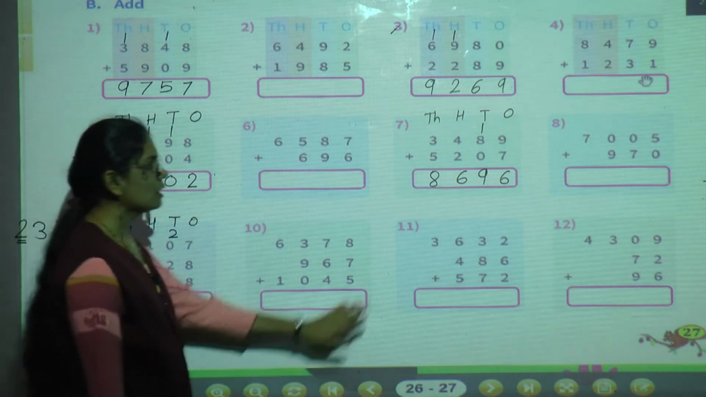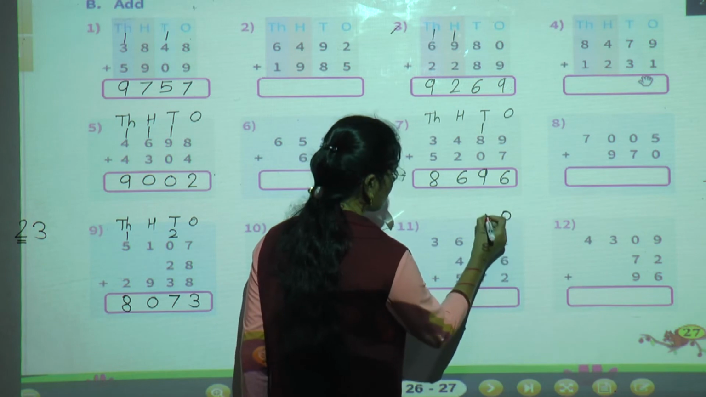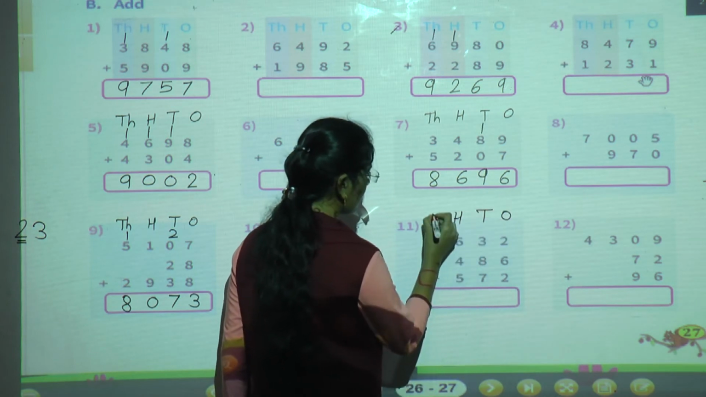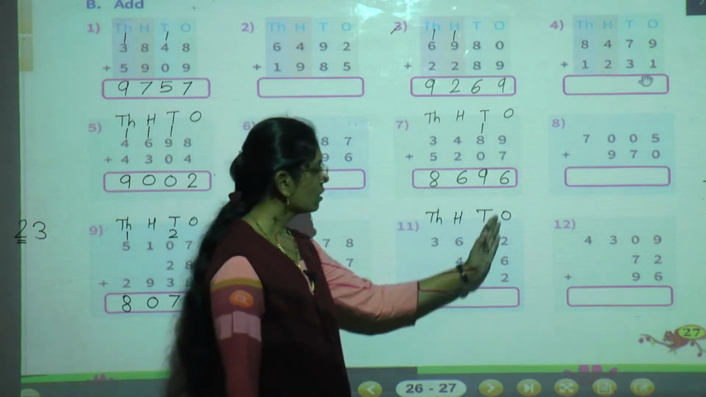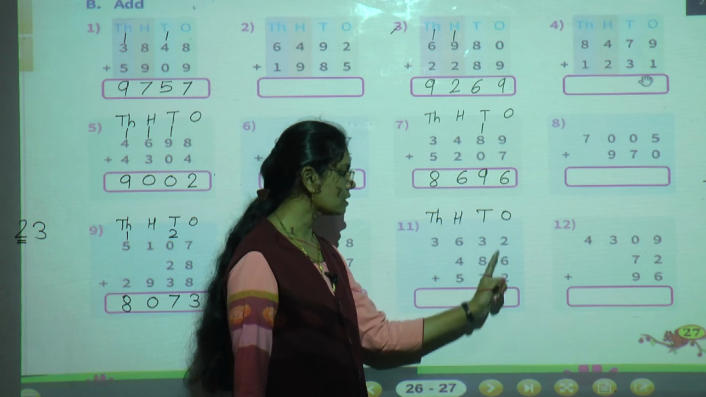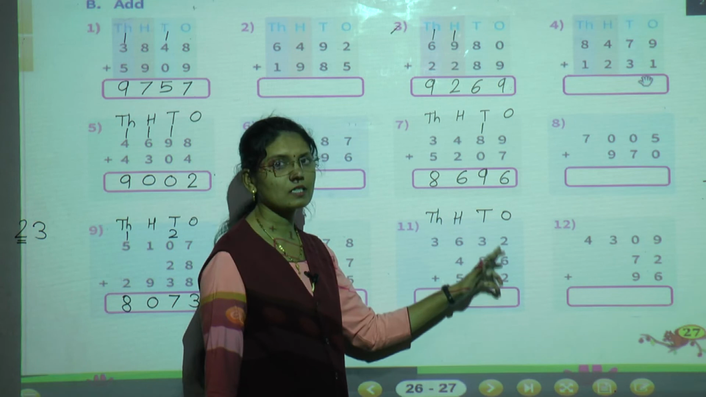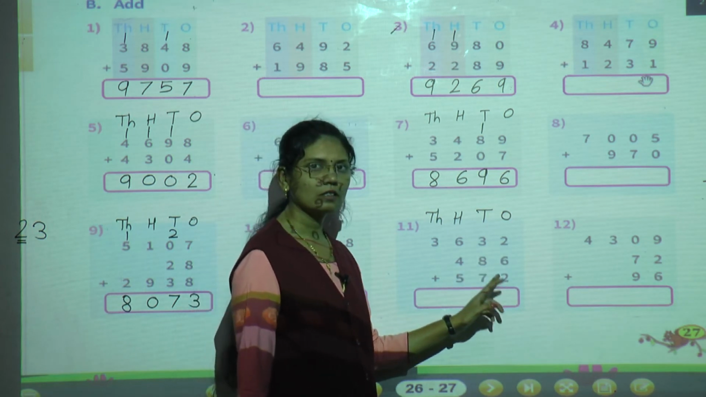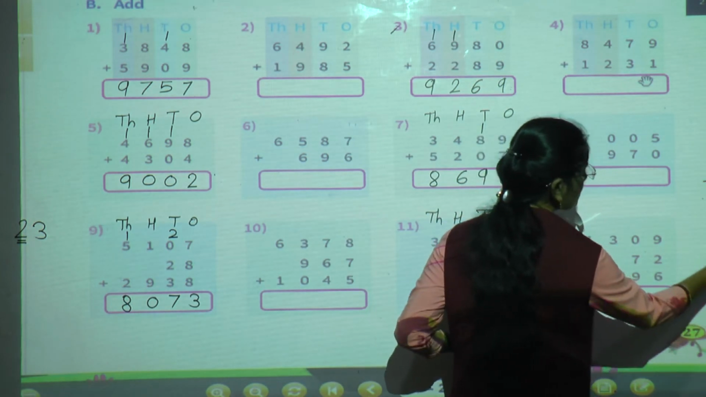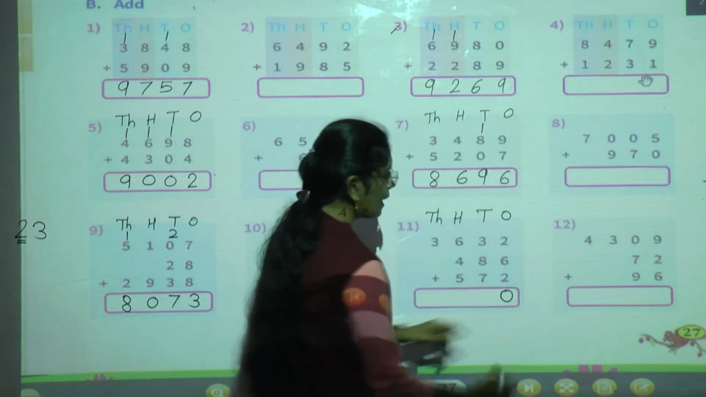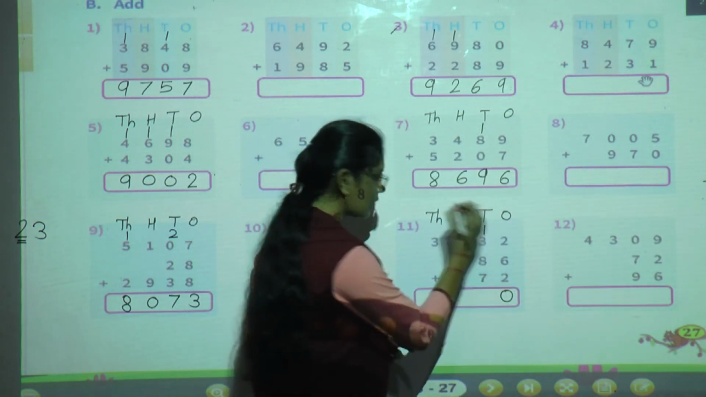Now we will move to the 11th number sum. Okay, first of all put their places: ones, tens, this is 100 and this is 1000. Start from the ones place. See at ones place, 2 ones plus 6 ones plus 2 ones. 2 plus 6, 8, 8 plus 2, 10. Now 10 ones means what? Yes students, tell me the answer. 10 ones means 0 and 1. So this 1 we will give as a carry to the tens place.